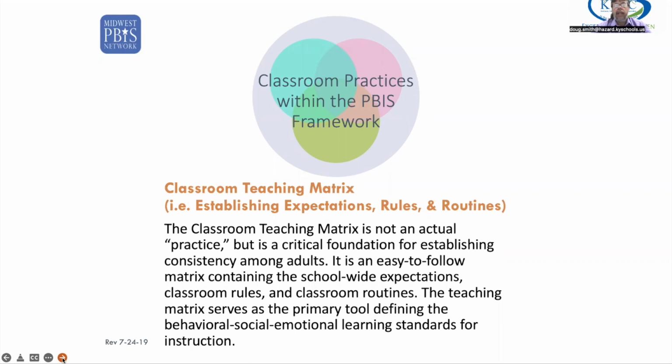So the next thing we want to look at is the classroom teaching matrix. It's not really an actual practice that you're going to put into place, but it is critical for the foundation for establishing consistency among the adults. The classroom teaching matrix includes teaching expectations, rules, and routines. All classrooms should have an easy to follow matrix that contains the school-wide expectations, classroom rules, and classroom routines.